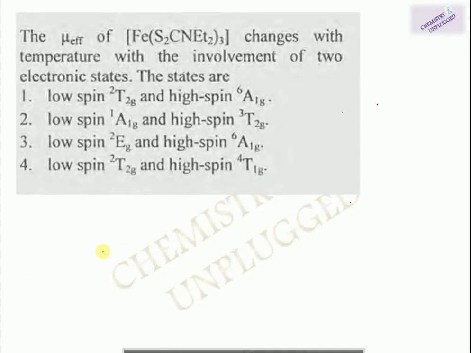Okay. Next we have a question from June 2017. The question is: mu effective of this complex of iron changes with temperature with the involvement of two electronic states. The states are low spin and high spin complexes with different terms. In the case of an orbital diagram, it is not possible to see the effect of temperature from low spin and high spin complexes, because in the orbital diagram we considered only high spin complexes. So this is only possible in the case of Tanabe Sugano diagrams. And I have told you that in spin crossover, if you are increasing temperature, the value of spin will change. For high temperature we have high spin complexes, and for low temperature we have low spin complexes.